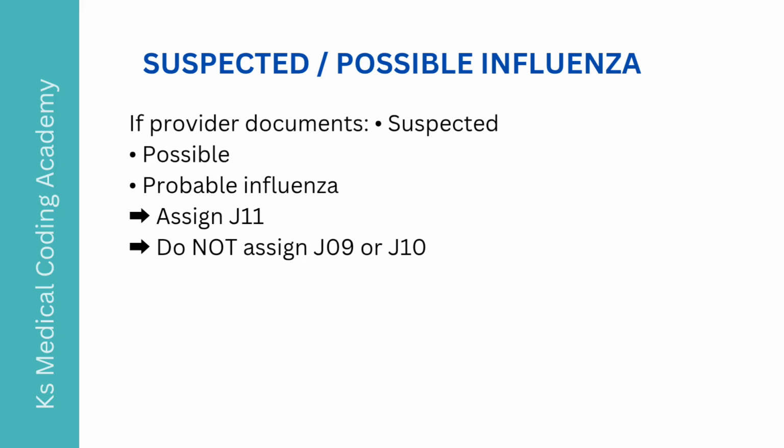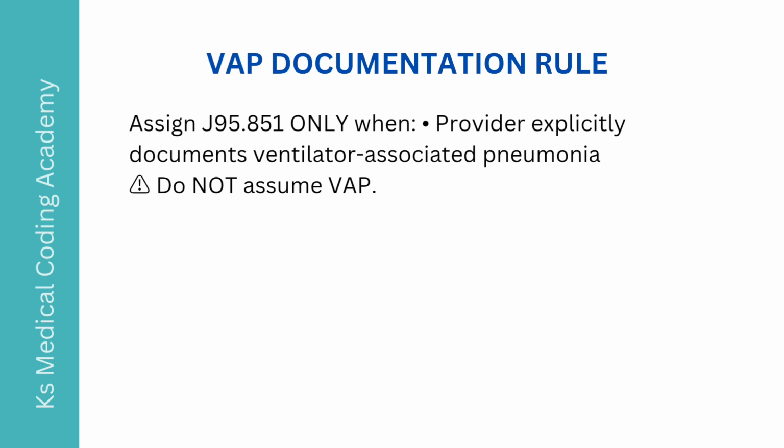VAP documentation rule. Assign J95.851, ventilator-associated pneumonia, only when the provider explicitly documents VAP. Warning: never assume VAP just because a patient is on a ventilator.